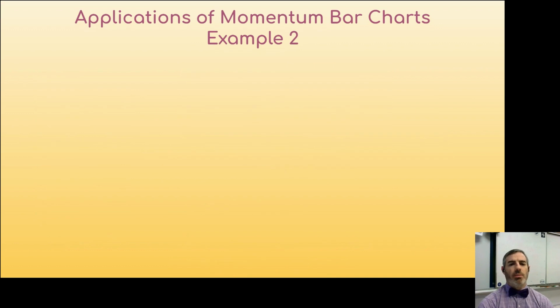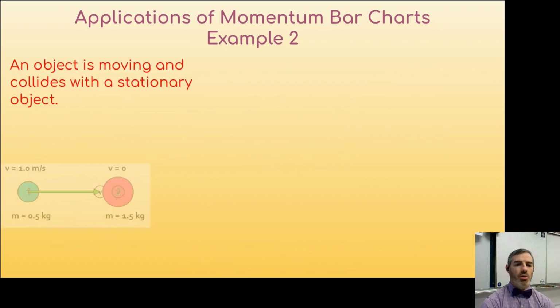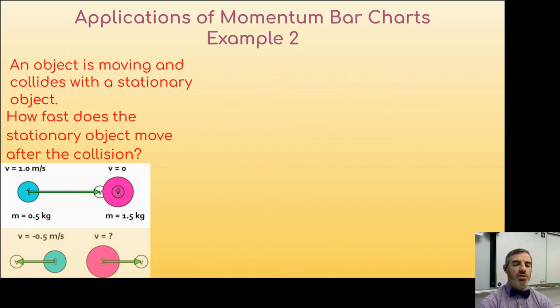Let's look at an example of a second situation. Now in this one, we have an object moving that collides with a stationary object, and the first object bounces back and moves in the opposite direction. The speed of object 2 is what we are trying to find.